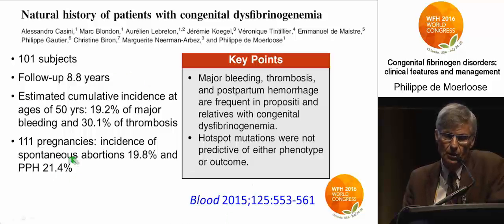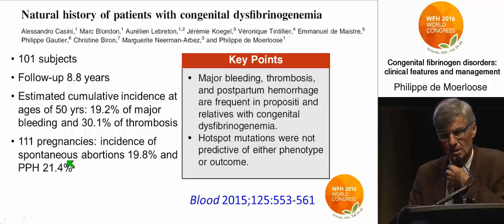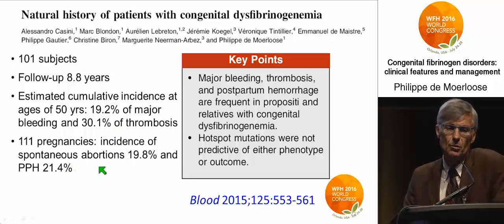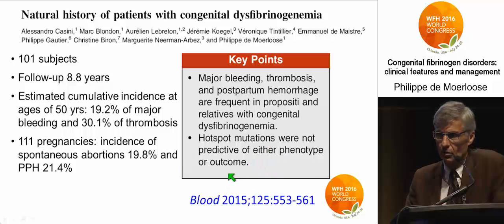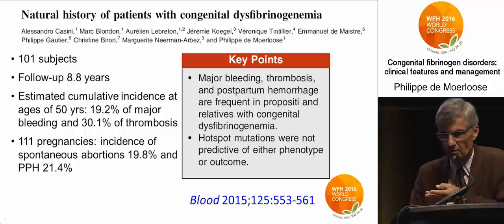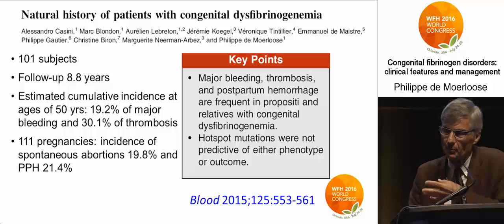And concerning pregnancy, we will come back to the problem of fibrinogen and pregnancy, which is similar to the one which was exposed by Diane concerning factor 13. The incidence of spontaneous abortion was this type of number, and postpartum hemorrhage was like that. Hotspot mutations, I will come back to that, are not predictive of either phenotype or outcome. And that's similar to what Jean-François just said about factor 7 deficiency, the difficult link between the genotype and the clinical complications.